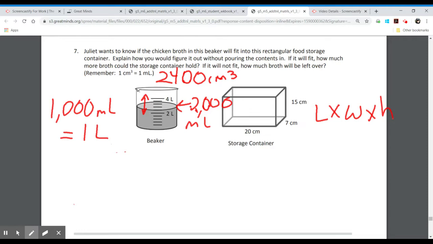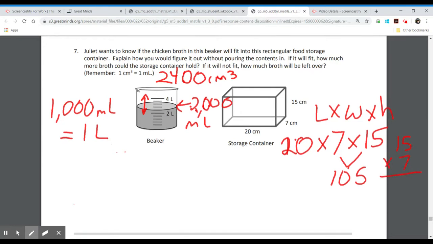So we got length is 20 times 7. I'm going to do the 7 times 15 first because I like to leave my zeros for the end. 7 times 10 is 70, and 7 times 5 is 35. So it's 105. Now you can do this on the side if you want. 15 times 7: 7 times 5 is 35, carry the 3. 7 times 1 is 7, plus 3 is 10. And that's what we got, 105.